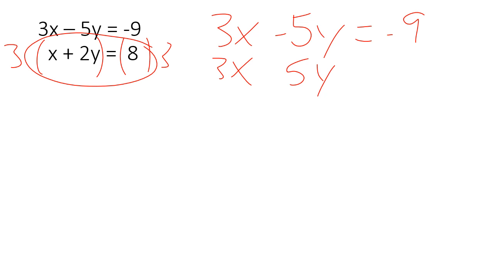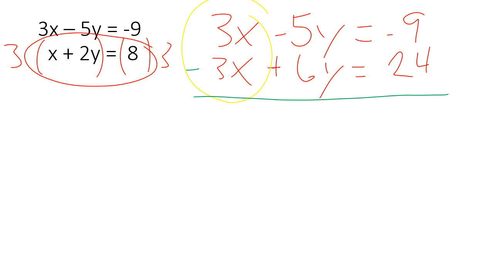You're probably thinking, what is her math about? No. 3 times 2y is going to be 6y, and this is positive. And then on the other side, I have 8 times 3, and that's going to be 24. So now I have my coefficients here, 3x and 3x are the same, which means if I add them together, I'm not going to get 0, I'm going to get 6x, so I need to subtract.